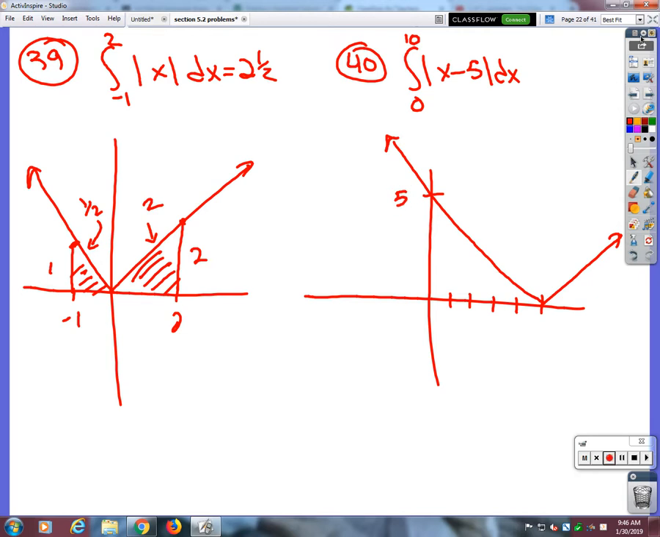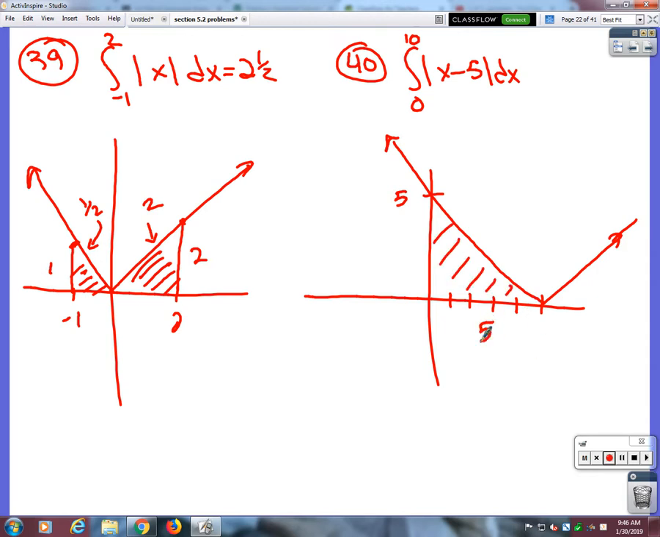Okay, so if I need to go from 0 to 10, then I got myself a triangle there with a base of 5 and a height of 5. And then I'm going to have another triangle over here with a base of 5 and a height of 5. Because it's moved over 5.